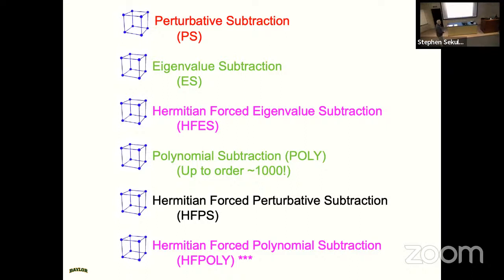But the best technique is polynomial subtraction. We invent polynomials up to some high order. It could be a 1,000 order polynomial that simulates the off-diagonal elements of your matrix. But we combine that with Hermitian deflation and get what we call HF poly. We do reduction of error bar. This is our best method for reduction of error bars.